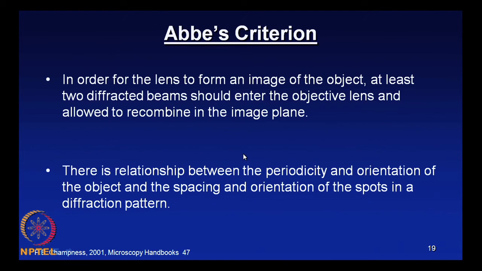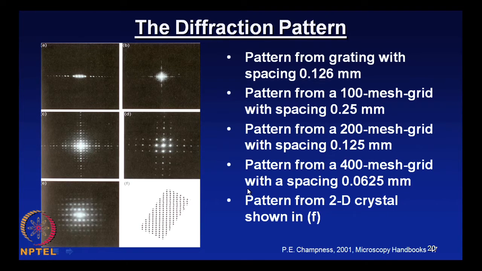To prove this statement, that is, the relationship between the periodicity and orientation of the object and the spacing and the orientation of the spots in a diffraction pattern, we will now take up an example like this. Look at this very interesting diffraction pattern. This is an optical diffraction pattern. The pattern A, pattern B, pattern C, pattern D and pattern E, and then this image F.